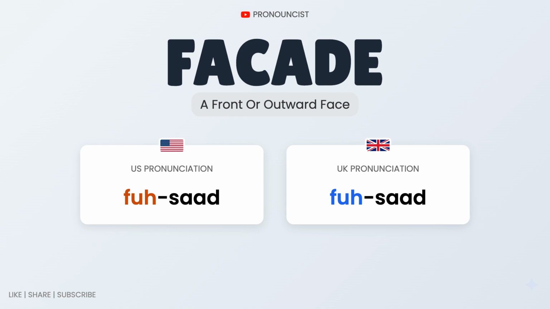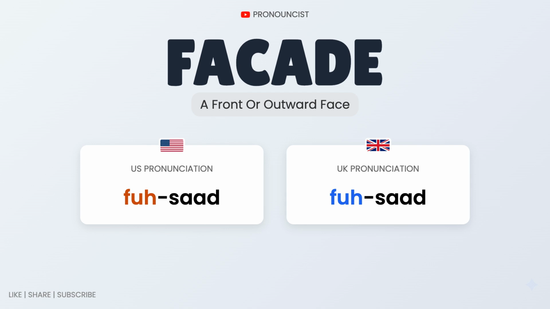Facade. Stress: sad. Keep f soft, then open sad clearly. Now read the syllables shown on the screen naturally.